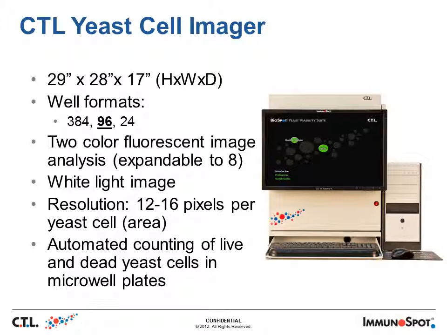The analyzer has some complex optical components that allow fluorescent detection of 2 colors for yeast viability, but this can be expanded up to 8 colors. This is also able to detect images under white light in case you wanted to do some colony imaging. The resolution of yeast cells is about 12 to 16 pixels per area, and this allows accurate counting of cells versus clusters of cells. The images are scanned, analyzed, and counted automatically, thus introducing objectivity.